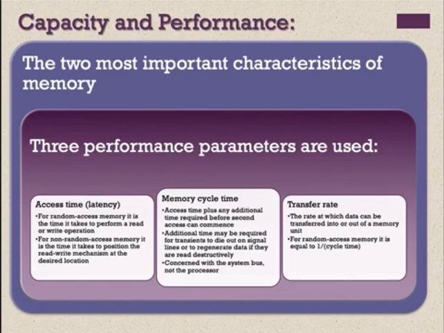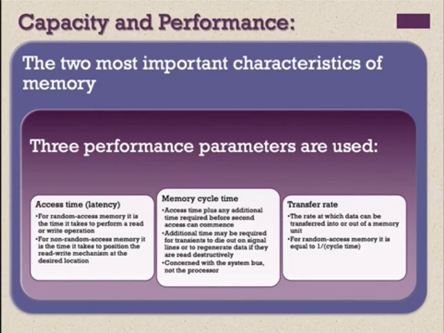Three important performance parameters are used. One is access time, one is memory cycle time, and one is transfer rate. For random access memory, the latency is the time it takes to perform a read or write operation. For non-random access memory, it's the time it takes to position the read-write mechanism at the desired location. Memory cycle time is the access time, so latency, plus any additional time required before a second access can commence.